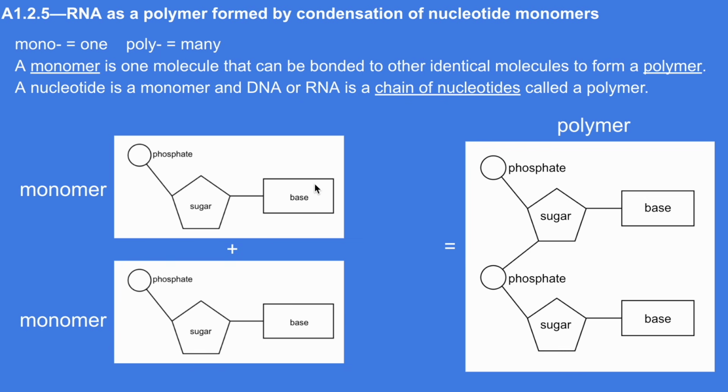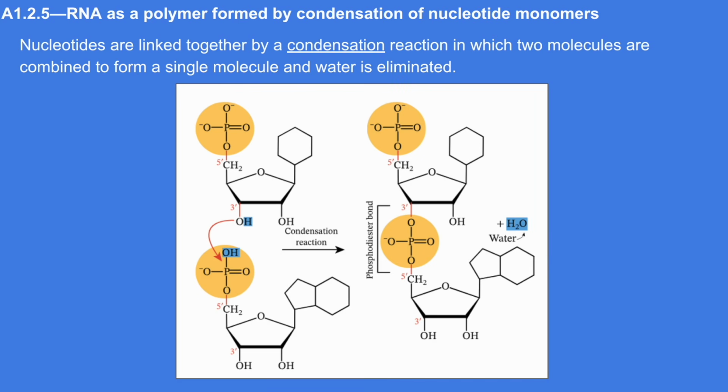Okay, a nucleotide is a monomer. Together, multiple monomers can become a polymer. Poly means many. Here we have a condensation reaction in order to join these two nucleotides together. In a condensation reaction, water is produced.